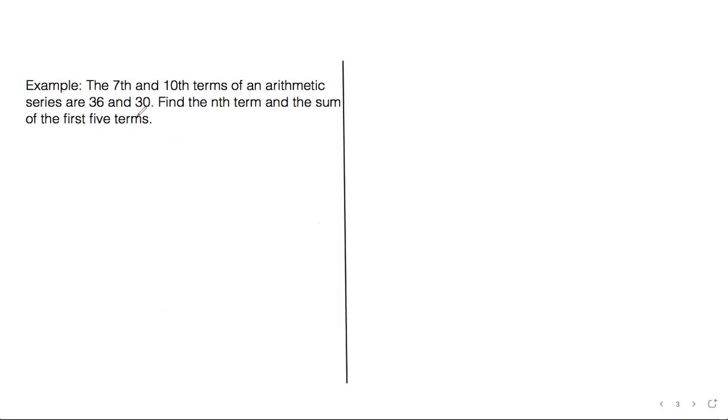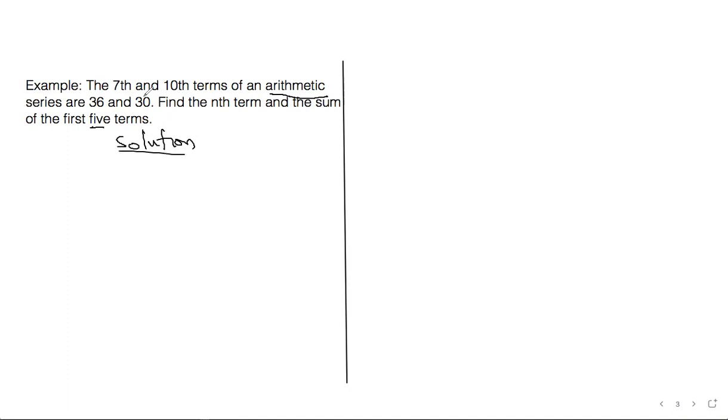The 7th and the 10th terms of an arithmetic series are 36 and 30. It's an arithmetic series, so it's going to have a common difference. We know the 7th term and the 10th term, 36 and 30. We have to write an expression for the nth term and also find the sum of the first 5 terms. So how do we deal with this?